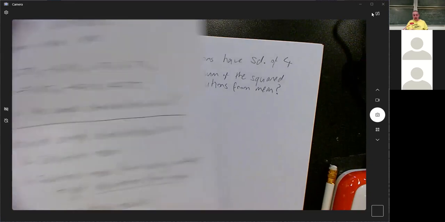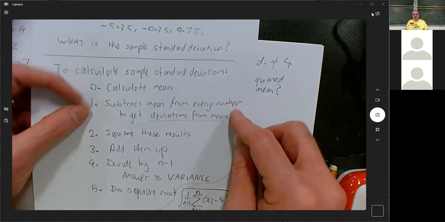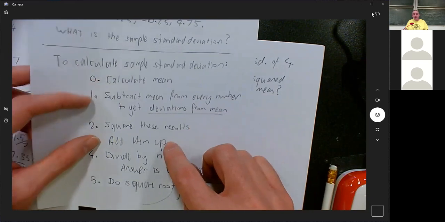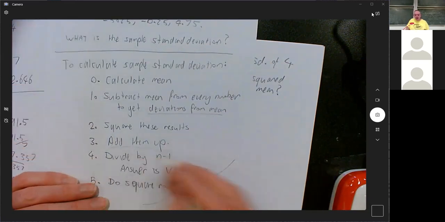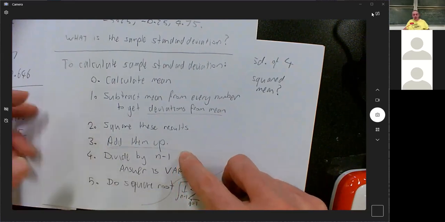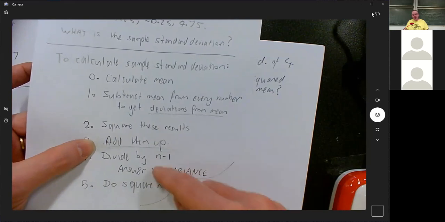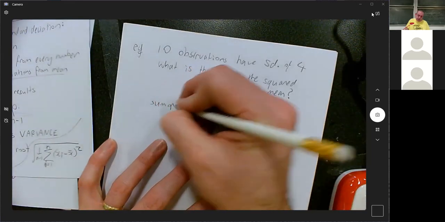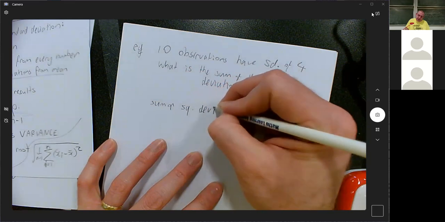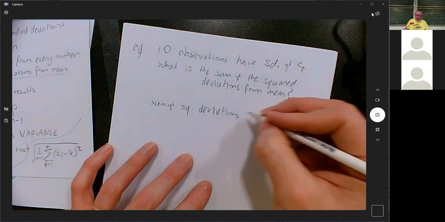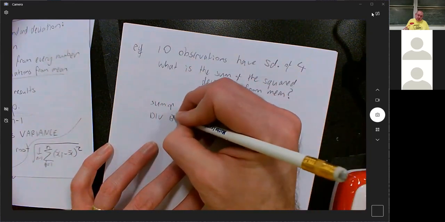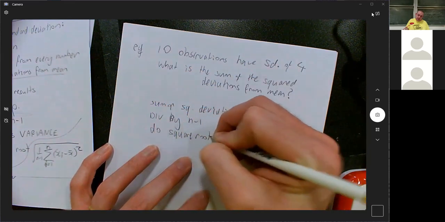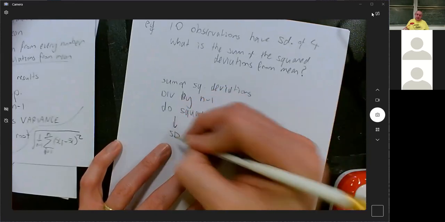we do the process. We calculate the mean, we subtract it from every number to get the deviations, and then we square the results. Then we've got the squared deviations, and then we do this, add them up, which is the sum. So the sum of the squared deviations from the mean, that's this stage in the process here. And so to get from there to the standard deviation, we have to divide by n-1 and do the square root. So sum of squared deviations, divide by n-1 and do the square root. That produces the standard deviation. And that answer is 4.